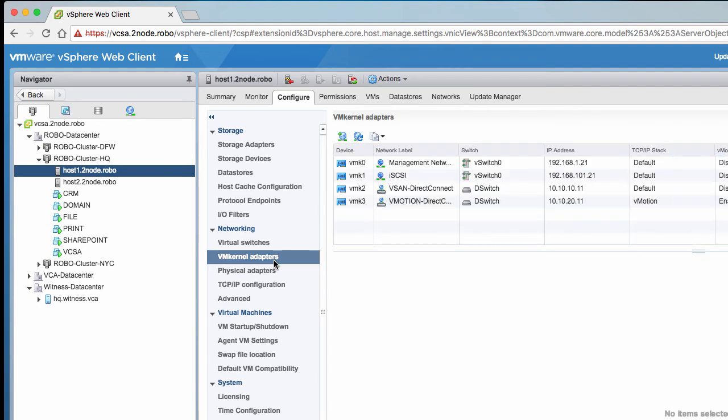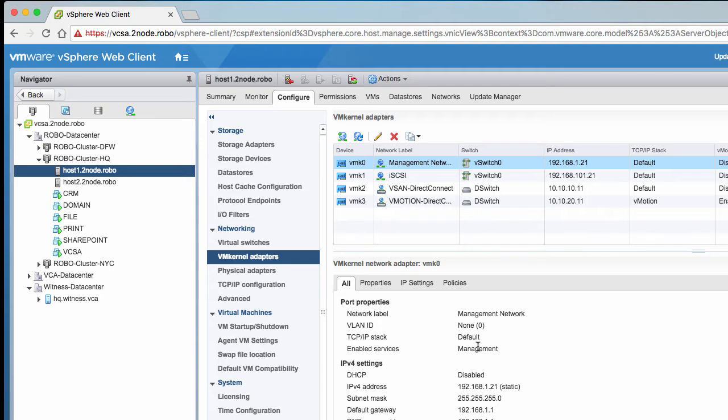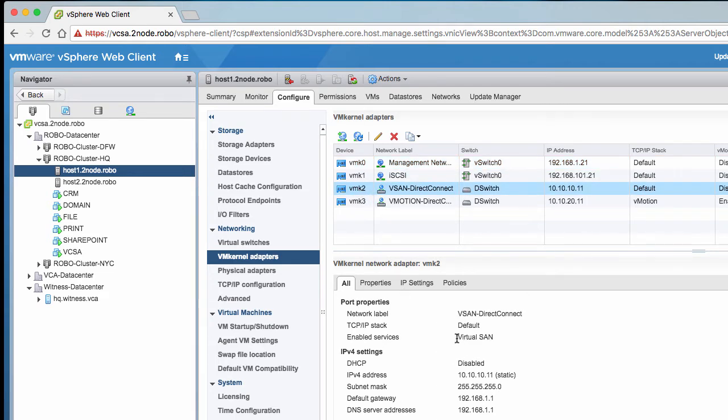If we look at our VM kernel adapters, we'll see VMK0 as a management interface. VMK2 has vSAN traffic enabled. That's our data network. VMK3, we have vMotion.